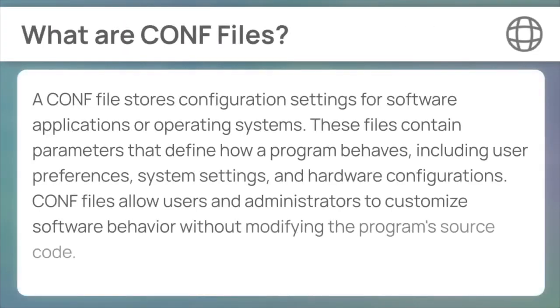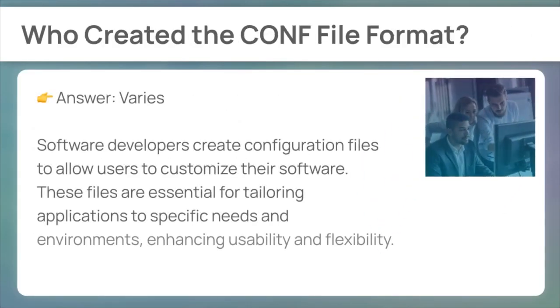A CONF file stores configuration settings for software applications or operating systems. These files contain parameters that define how a program behaves, including user preferences, system settings, and hardware configurations. CONF files allow users and administrators to customize software behavior without modifying the program's source code.